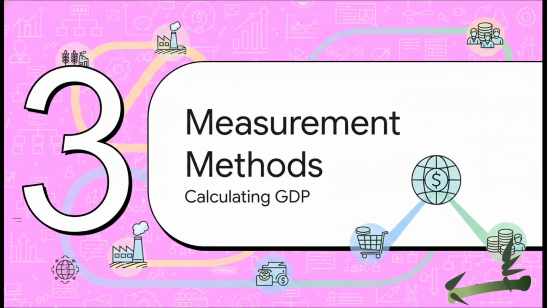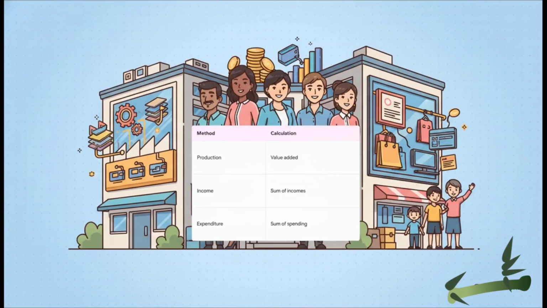Moving right along to section 3, measurement methods. Okay, so there are 3 primary methods you can use to arrive at the exact same national production total. Think of it like looking at a single building from 3 totally different angles. The production method simply sums up all the value added at each stage of creation. Then you have the income method, which looks at the money flowing into people's pockets, so the sum of all wages, rent, interest, and profit earned in Ravi's nation. And finally, the expenditure method, which calculates things by adding up all the money spent to buy those final goods.